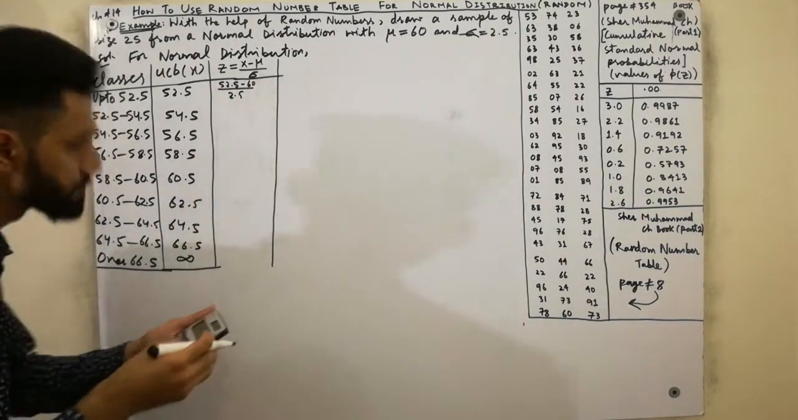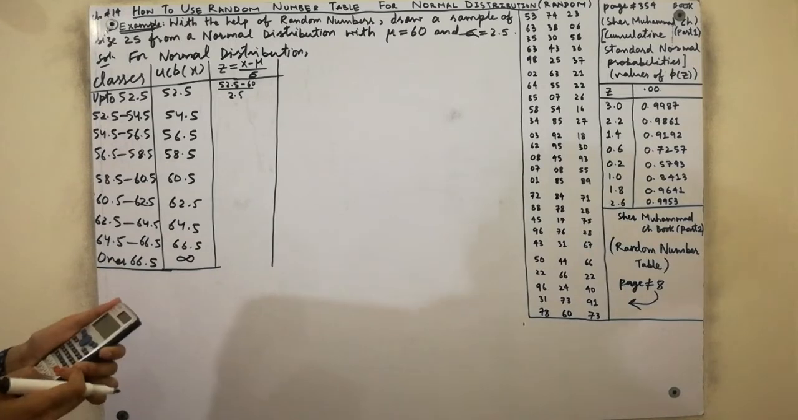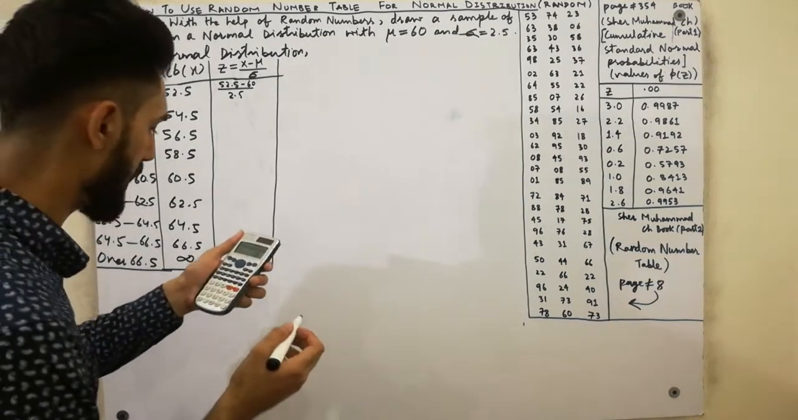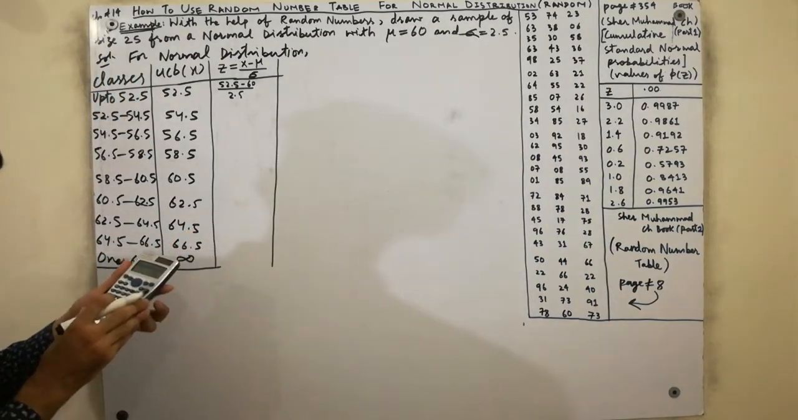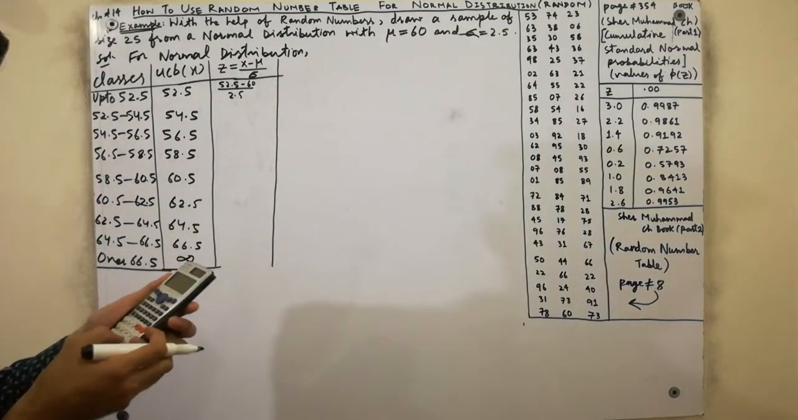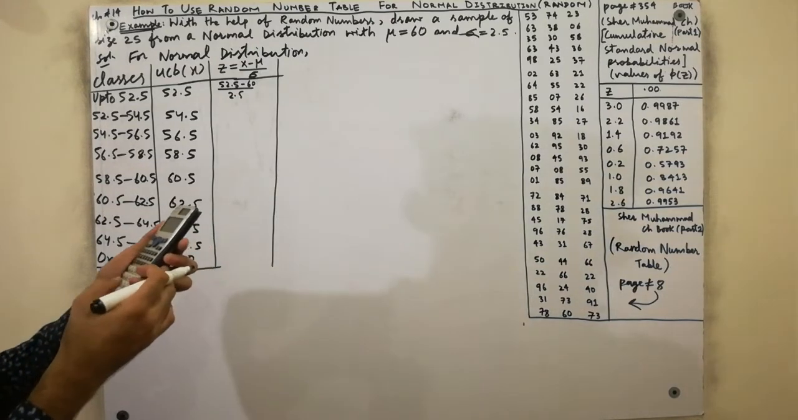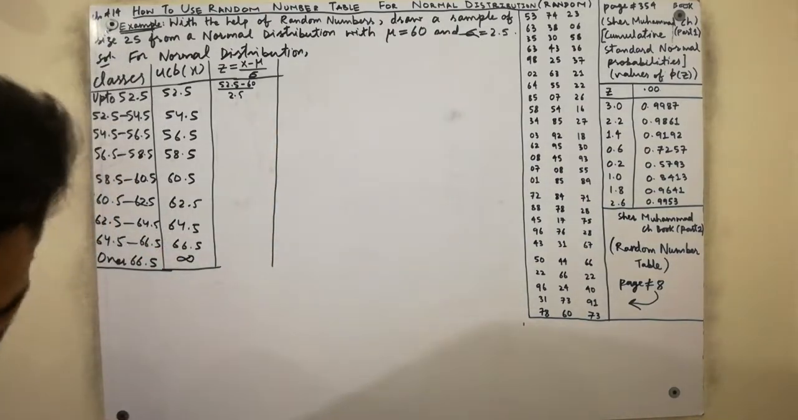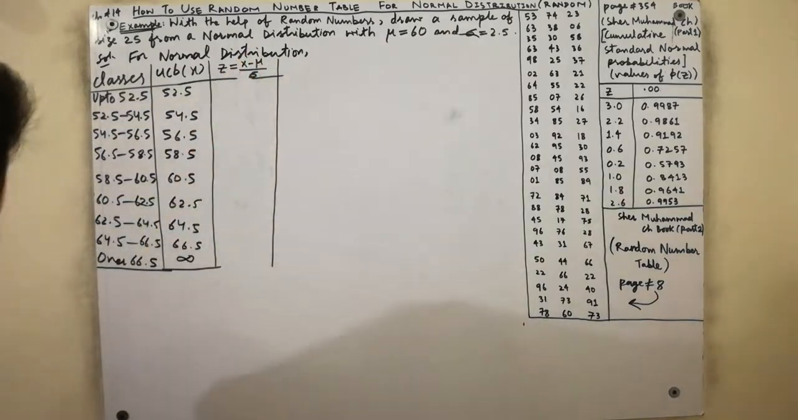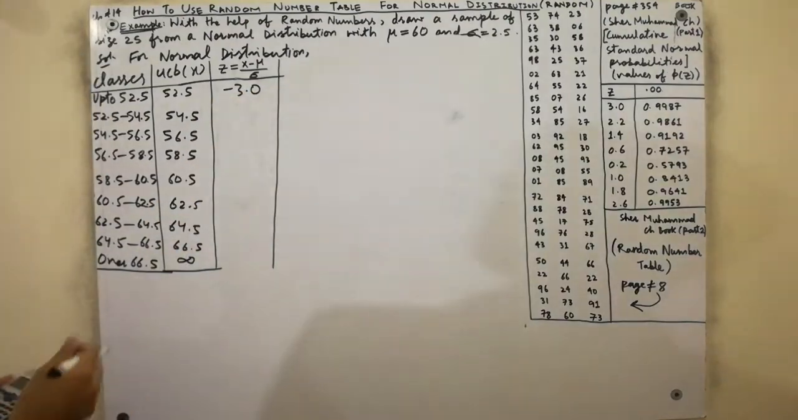52.5 minus 60 divided by 2.5. Sorry, 52.5 minus 60 gives the value, divided by 2.5, and we get minus 3.0. Next step is simple.